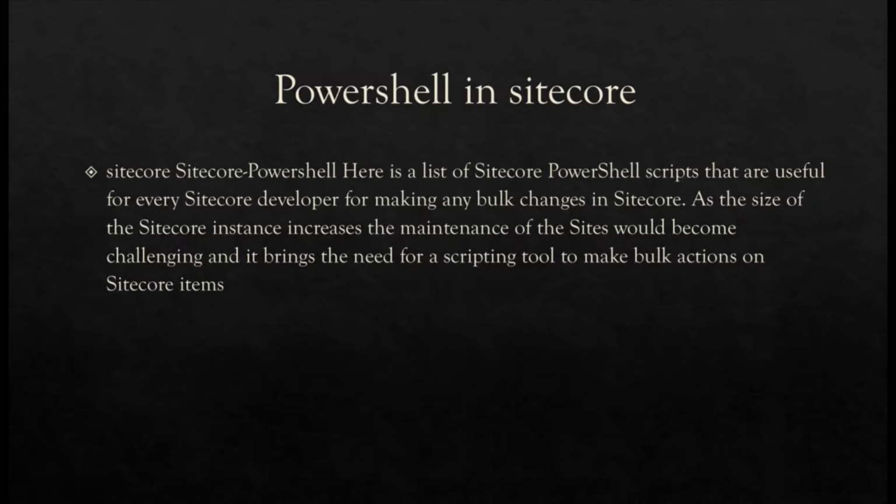Suppose you want to update 100 items, or delete 100 items, or make updates in 1000 items. In that case, doing it manually in Sitecore is a bit tedious, so you can use a PowerShell script. For bulk operations, we can use PowerShell script. Not only bulk operations, there are a lot of operations. Whatever you manually do inside Sitecore can be achieved in PowerShell.